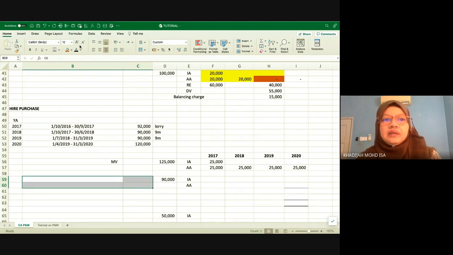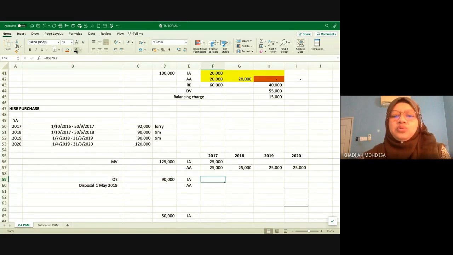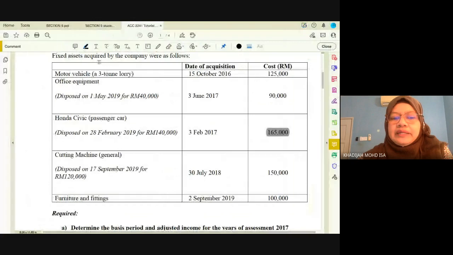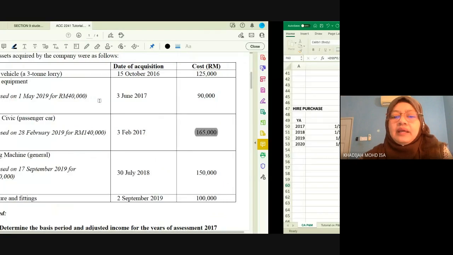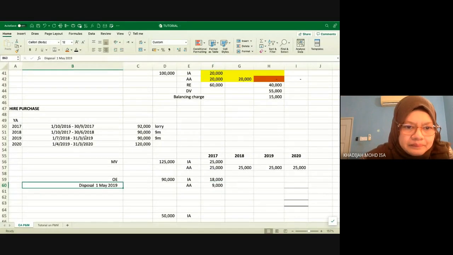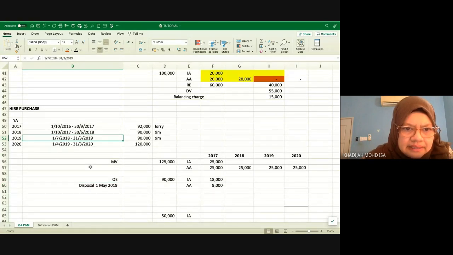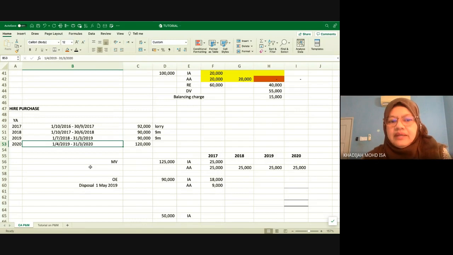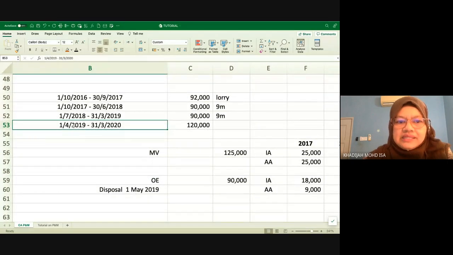So you will have your office equipment first claimed in 2017. But remember that for office equipment, the IA rate is 20% and the AA is 10%. Additional information provided is that you dispose of the office equipment on 1st May 2019 for 40,000 ringgit. When is 1st May 2019? It falls within this period, 1st April 2019 to 31st March 2020. So 1st May falls within this period.